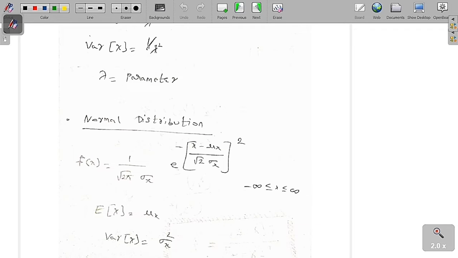So the area of this function is always equal to 1, because f of x is called a probability density function. Therefore the integration from minus infinity to plus infinity of f of x into dx is always equal to 1. Then the expectation of x is equal to mu x, and the variance of x is equal to sigma x square, because sigma x is called the standard deviation. So this is a very important point: the expectation of x is equal to mu x, and the variance of x is equal to sigma x square.